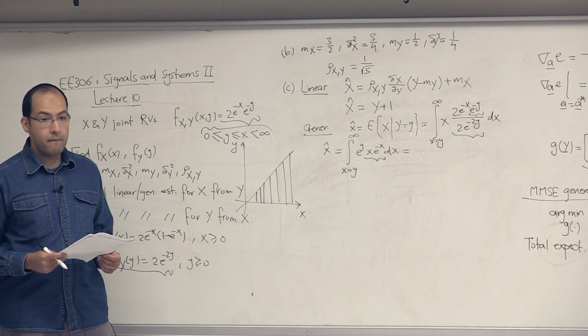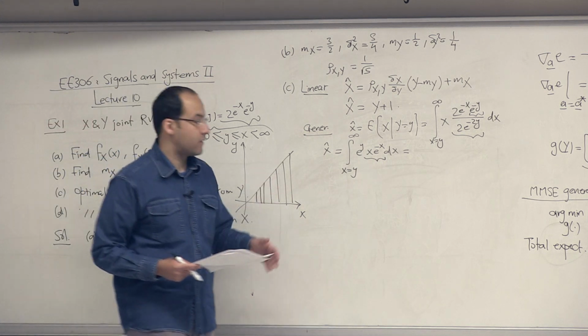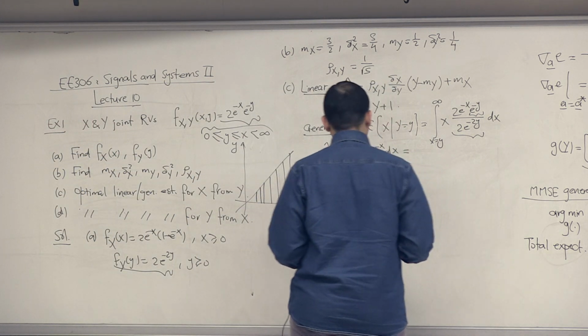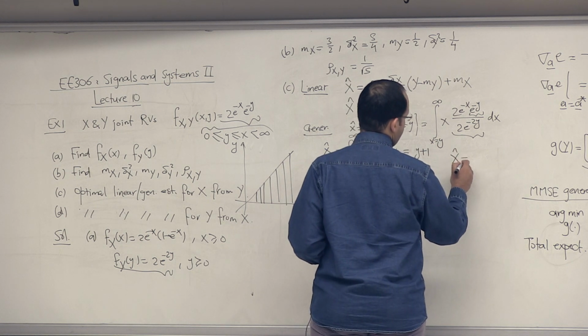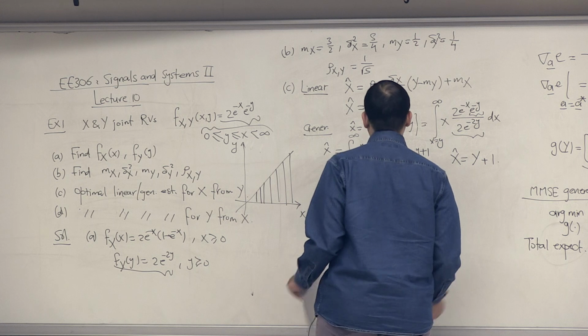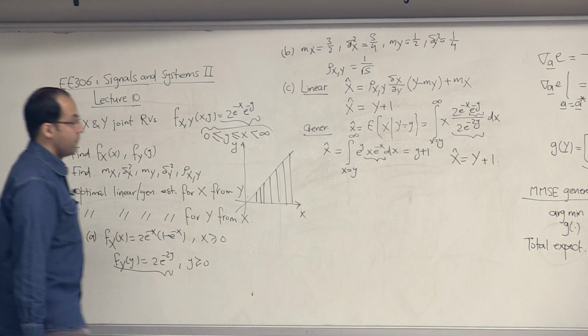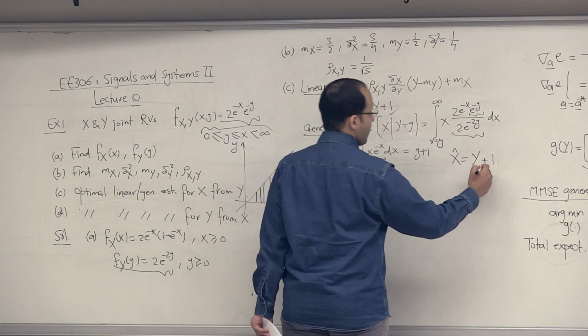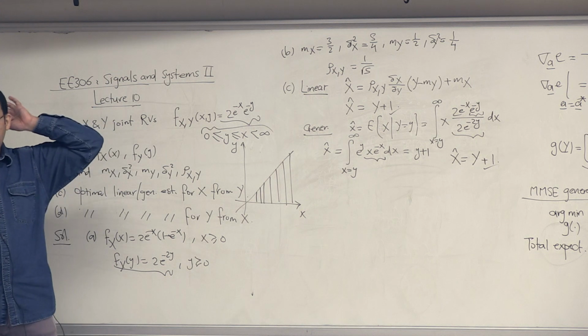Yeah, integration by parts, right? It's a standard type of integral. And then when we do this thing, you end up having y plus 1, and thus capital X hat is y plus 1. What is going on here? Look at this and look at this. What did we end up having here?